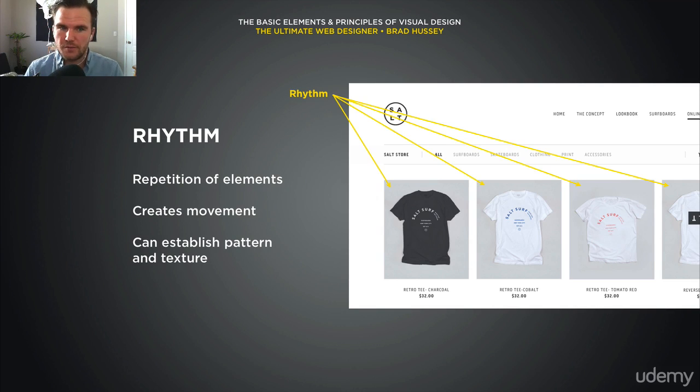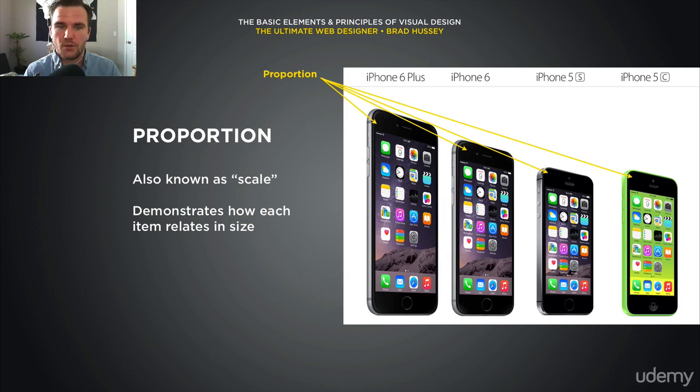Rhythm is the repetition of elements and creates movement and can establish a pattern and texture. Here with saltsurf.com, we have rhythm in the products on their online store. Proportion is also known as scale and demonstrates how each item relates in size. Here with the Apple website, we have proportion with the 4 different varying iPhone models, from the iPhone 6 Plus, which is gigantic, versus the iPhone 5S, which looks puny in comparison.